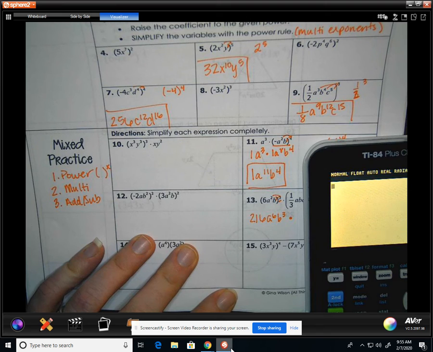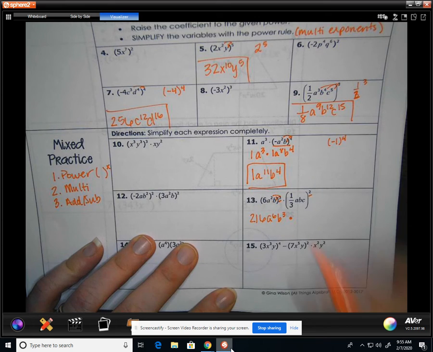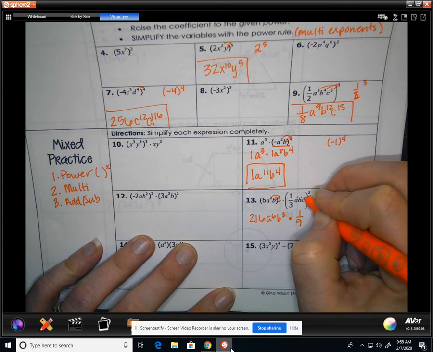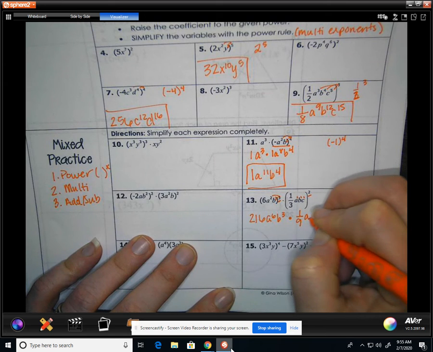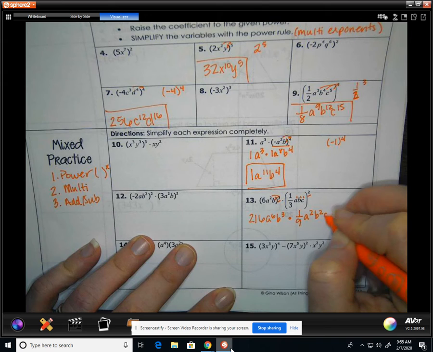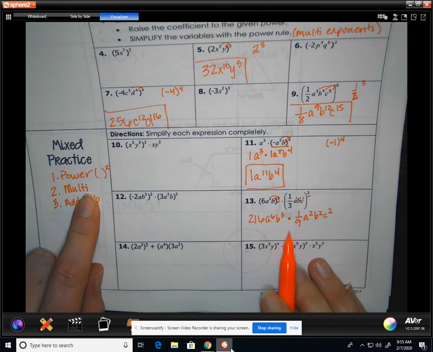And then this time I'm going to take 1/3 to the second power. And that gives me 1/9. And don't forget, all of these have ones. So 1 times 2 gives me a squared, 1 times 2 gives me b squared, and 1 times 2 gives me c squared. So now I do my multiplication rule since there's a times sign.